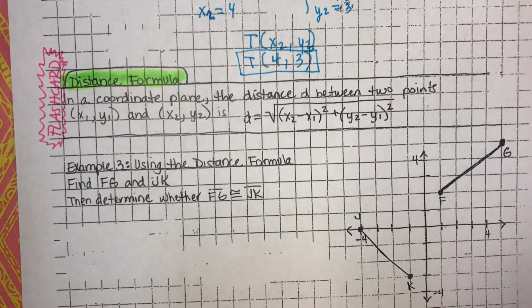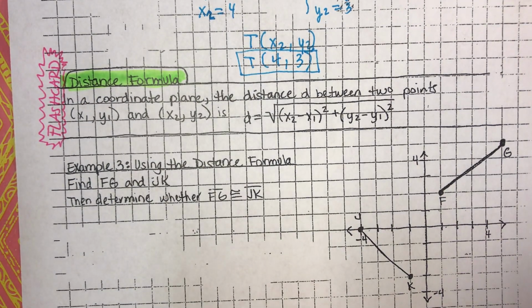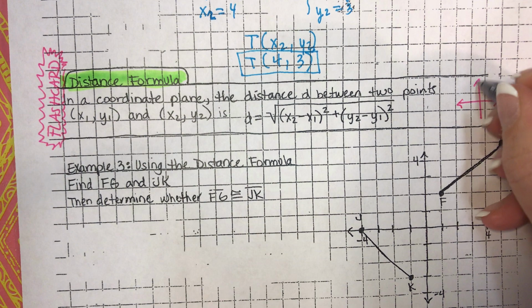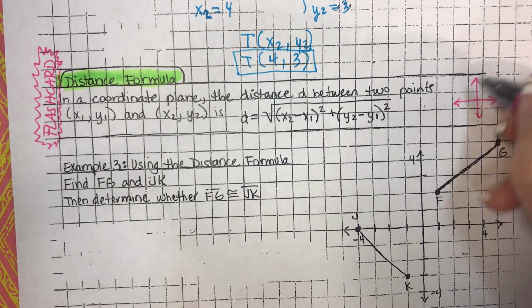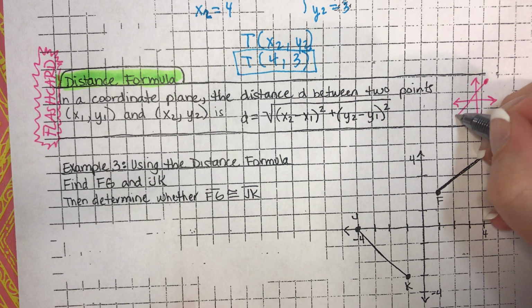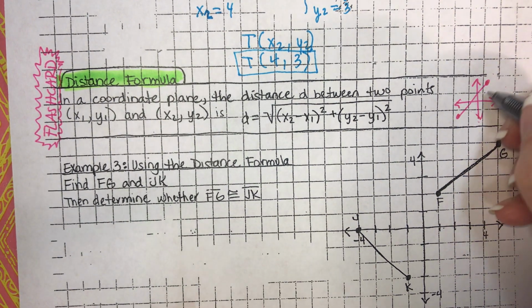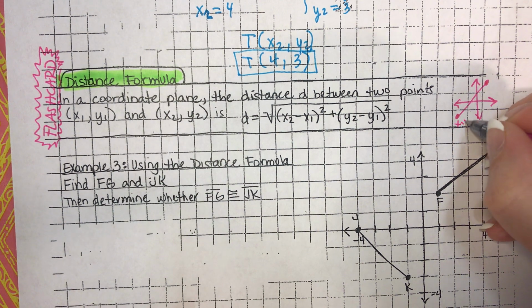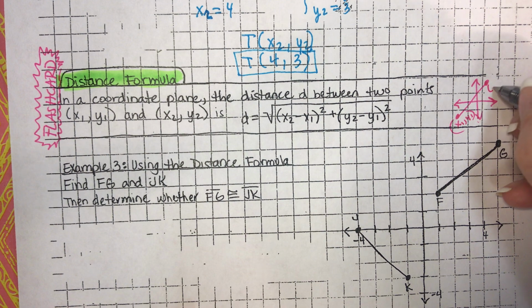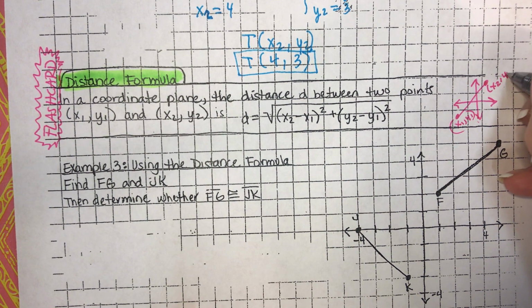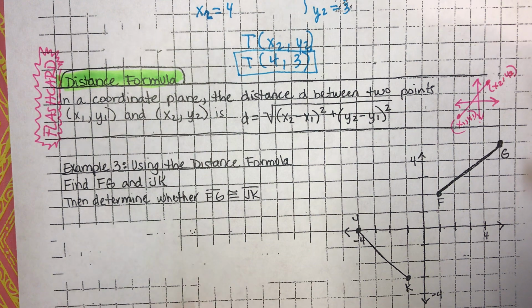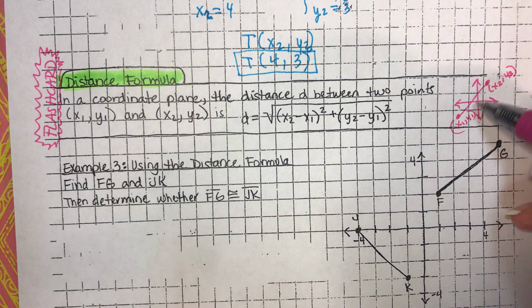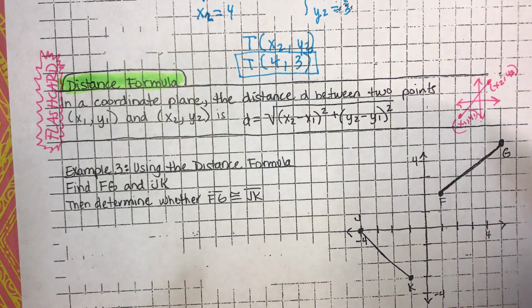All right, so what it says for the distance formula is, in a coordinate plane, remember a coordinate plane has an x-axis and a y-axis and all the 4 quadrants and all those lovely things. Whenever you have a line segment, and let's say this was our x1, y1, and this was our x2, y2, and you want to find the distance of this line segment, you would do it using the distance formula.